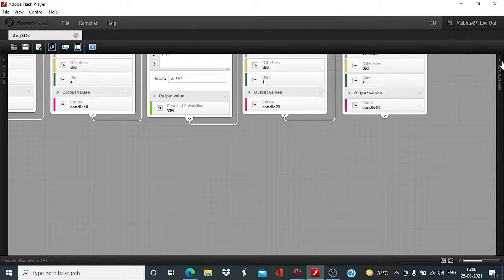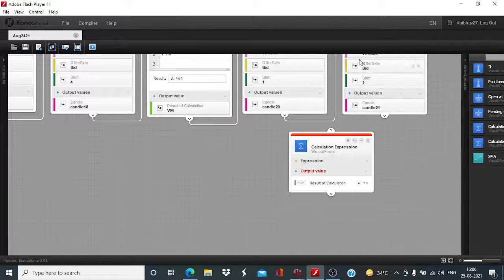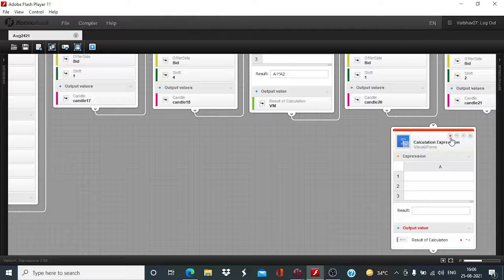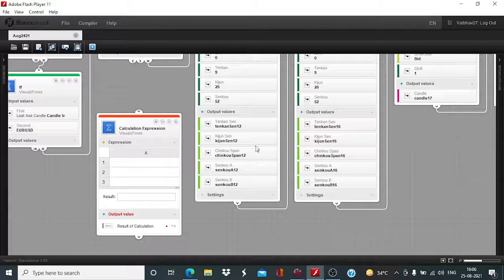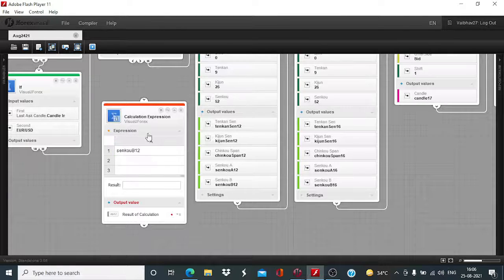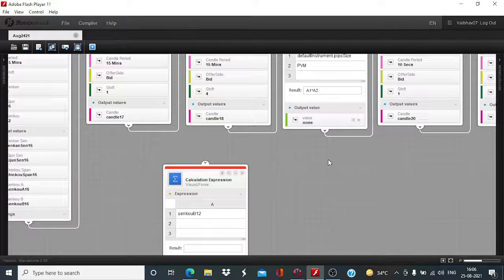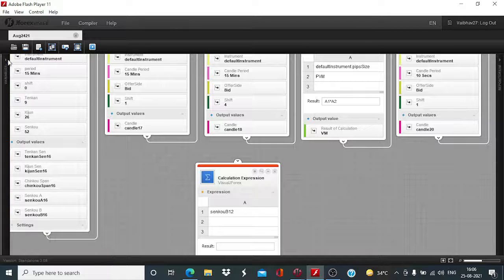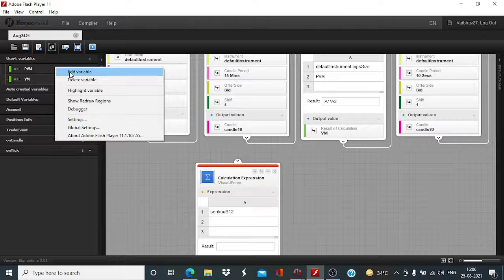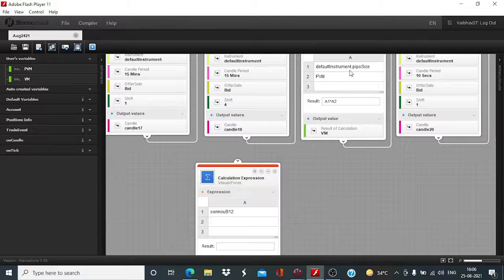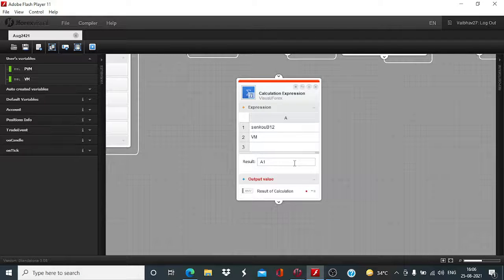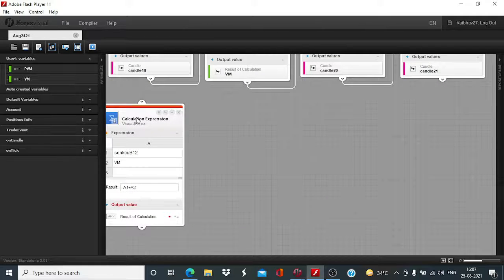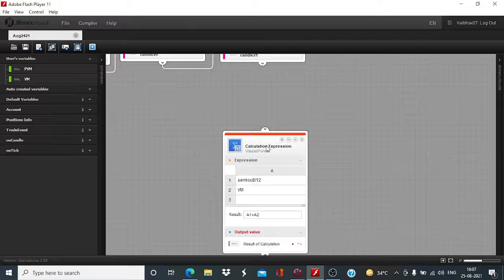We have to first create a price band. For that, I will need one calculation expression block, which will be used to add this newly created variable VM to the hourly Ichimoku block's output Senko B. So whatever the Senko B value is, we will add this variable. It has a value of 15 pips. I will show you: PVM 15 multiplied by default instrument pip size. So we get 15 pips. Here we do a 1 plus a 2. Simple? Yes, it is. And that creates our desired price band.